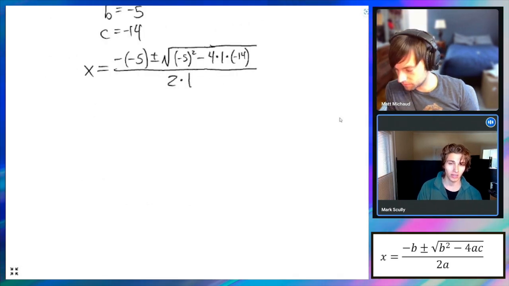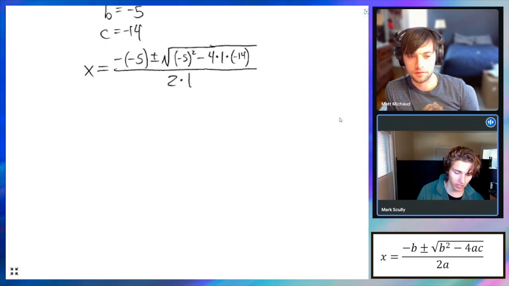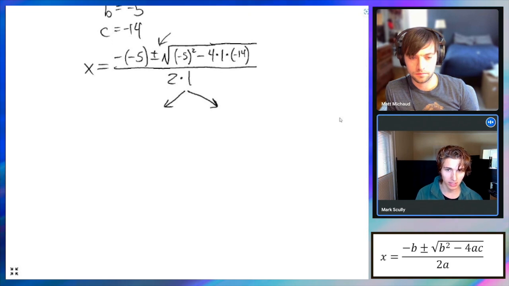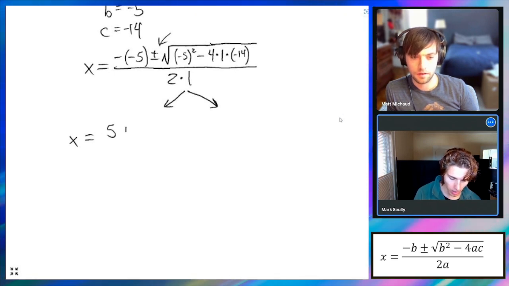Let's clean this up a little bit. I am going to first split this into two separate equations. One of them is going to have the plus, one of them is going to have the minus. This plus minus is going to split this into two separate equations. So let's start with the plus equation. Negative of negative 5 is just 5. We're just going to take the plus here.